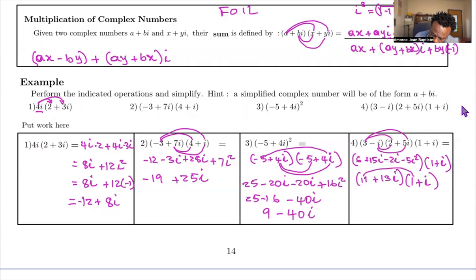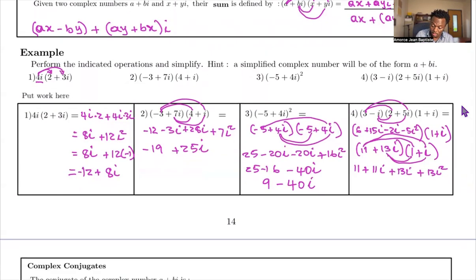So 11 times 1 is 11. 11 times i is 11i. 13i times 1 is 13i. And then 13i times i is plus 13i squared, which is negative 13. So that's 11 minus 13, that is negative 2. And then 11i plus 13i, that's plus 24i.